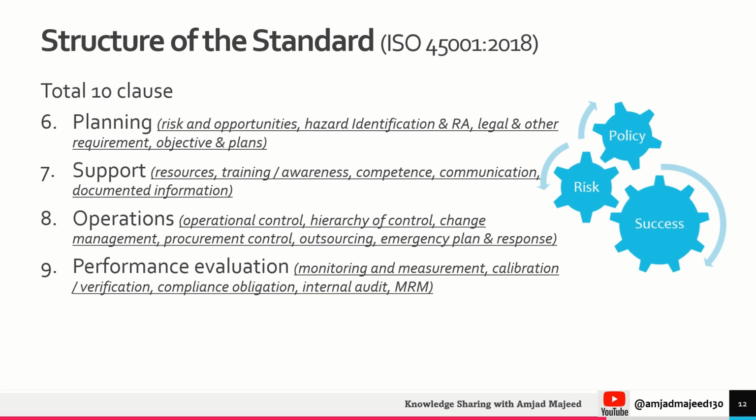It covers monitoring and measurement, the calibration and verification of the equipment used to monitor OHS performance, and the compliance obligations, as well as the internal audit, which is one of the most powerful tools within the management system. The management review meeting is where the top management sits together and discusses the overall performance of the management system within the organization. The 10th clause is about improvement, which covers incident reporting, non-conformities, corrective actions, and continual improvement. So we'll have a discussion on these clauses.